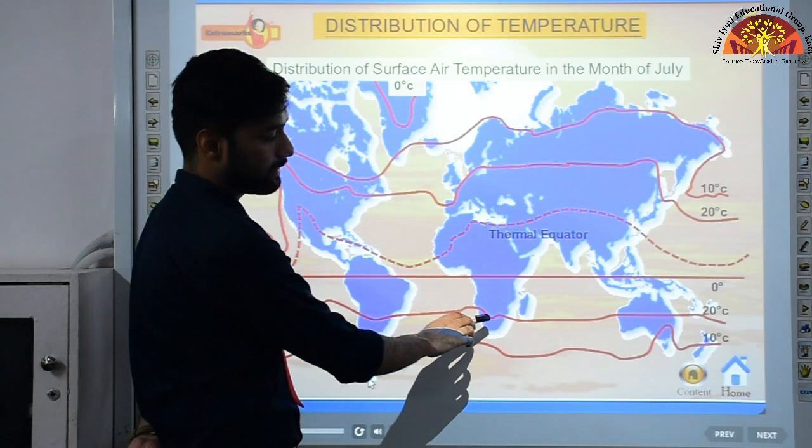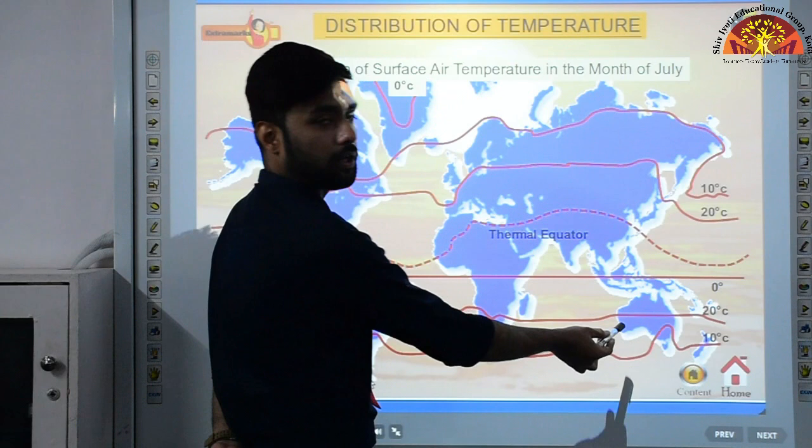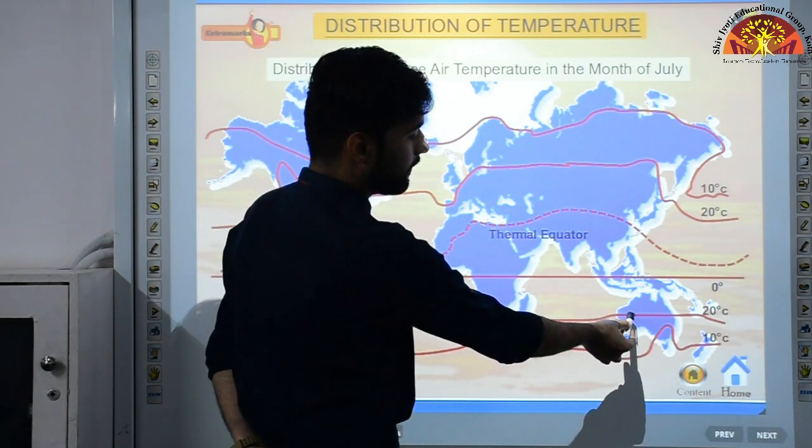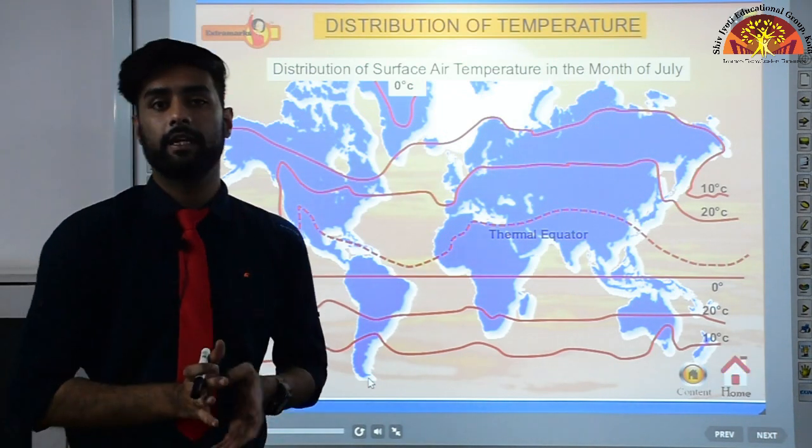The same thing is experienced here in Africa. But you will see it is not as much in Australia because it's a deserted area where the isotherm is passing. So here were the isotherms in the month of January and July.